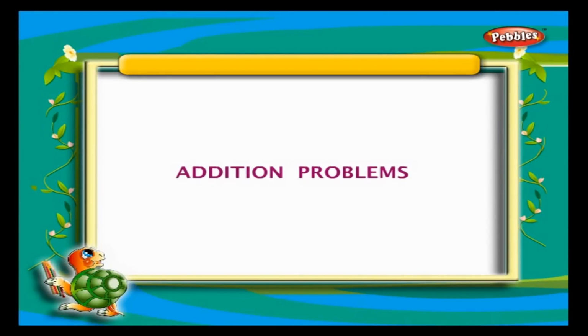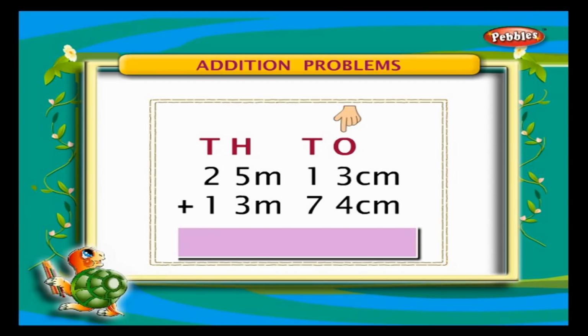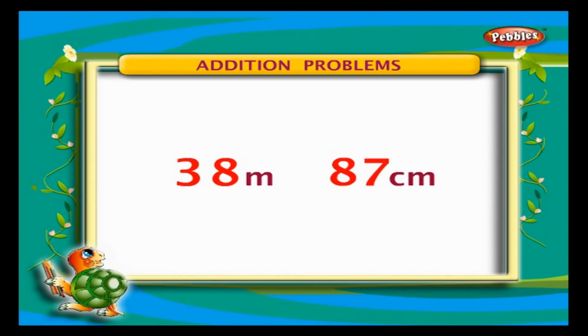Addition problems. Let us add the lengths of 2 ropes. One rope with a length of 25 meters and 13 centimeters and the other rope with a length of 13 meters and 74 centimeters. Arrange the lengths in columns. Add ones first. We get 7. Add tens. We get 8. Add hundreds. We get 8. And thousands. We get 3. The total length of both the ropes is 38 meters and 87 centimeters.